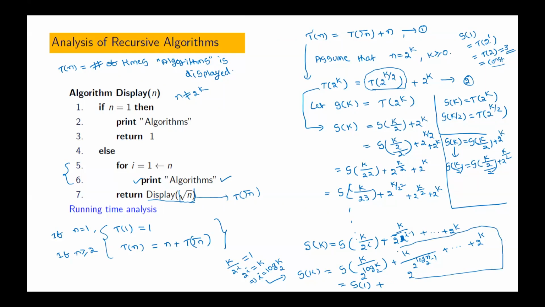What can you say about the value of this entire thing? S of 1 is constant. What can you say about the value of this entire thing? Whatever we get up to this, can you say that it is less than 2 power K? Is that correct? See, 2 power 0 plus 2 power... Do we know that it is 2 power K minus 1? Is it less than 2 power K or not?